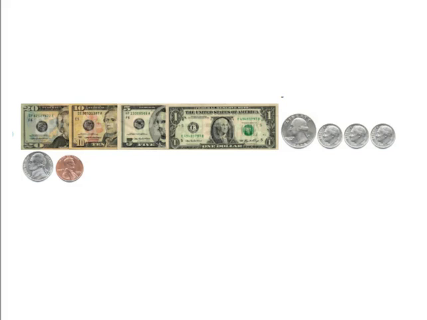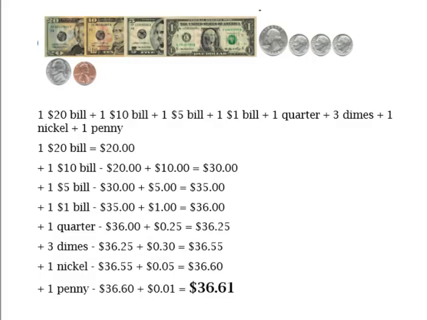For this question, there is one $20 bill, one $10 bill, one $5 bill, one $1 bill. There is 1 quarter, 3 dimes, 1 nickel, 1 penny. So take a moment to add the money up to see what the total is for this picture of money. If you said $36.61, you are correct. So let's take a look.